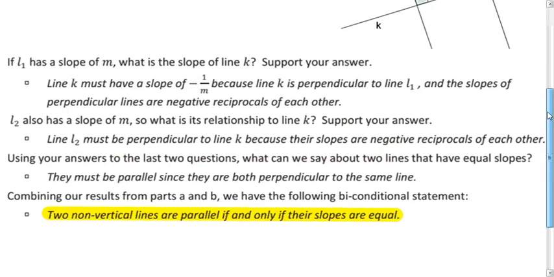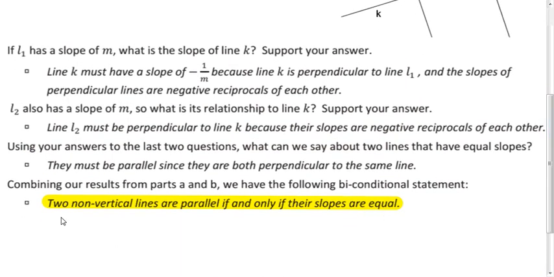And so now if we combine that with what we had in part A, we can say that two non-vertical lines are parallel if and only if their slopes are equal. That means it holds in both directions. If we have two non-vertical lines that are parallel, then the slopes are equal, and vice versa. If two non-vertical lines have slopes that are equal, then they're parallel. That's called the biconditional because it holds in both directions.